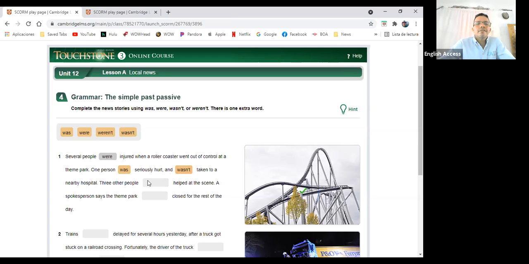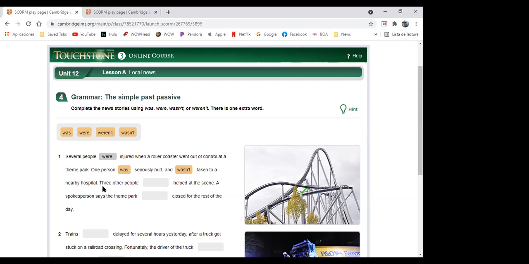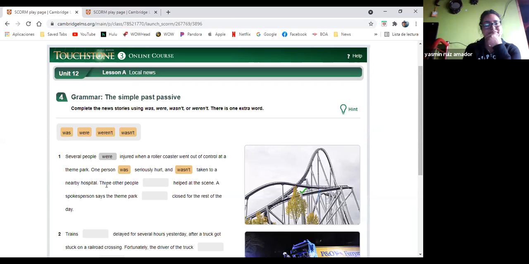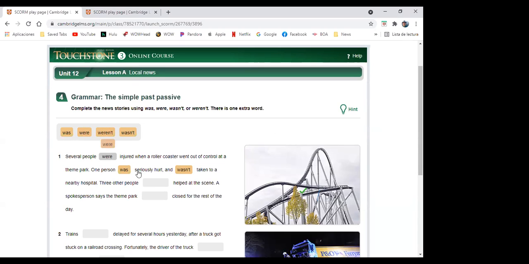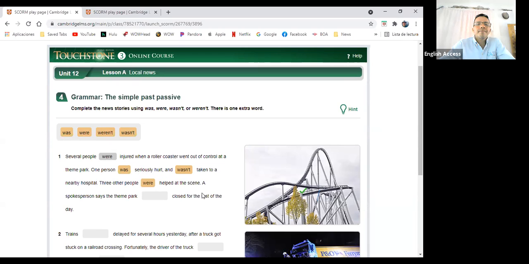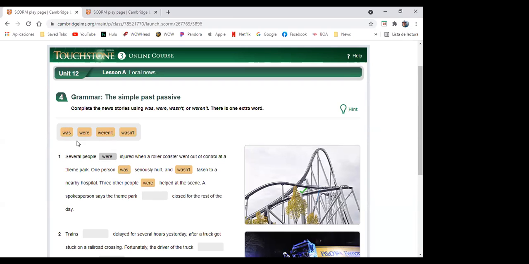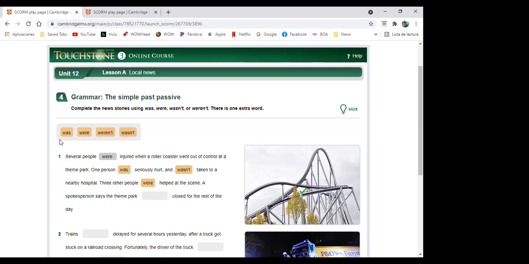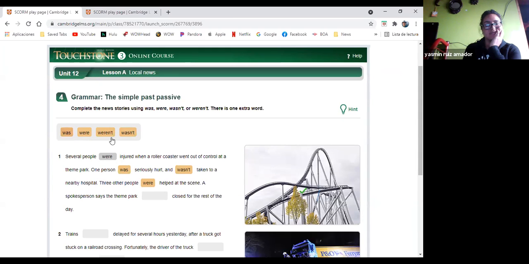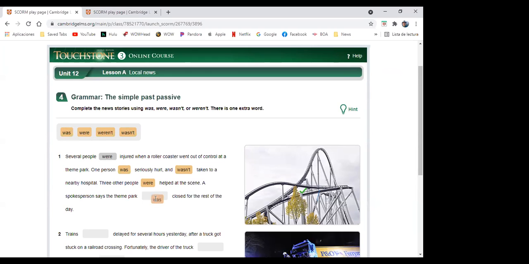Make sure about this. There's 3 other people at the scene. A spokesperson says the theme park was... No, teacher, no. A spokesperson. Okay, Lucia, what? Was, different.